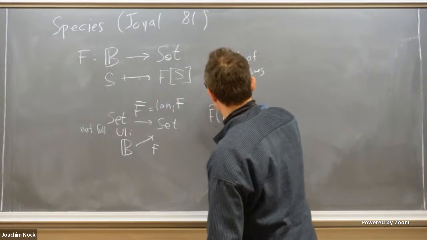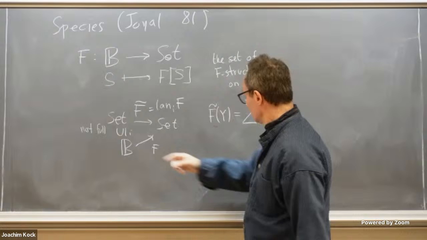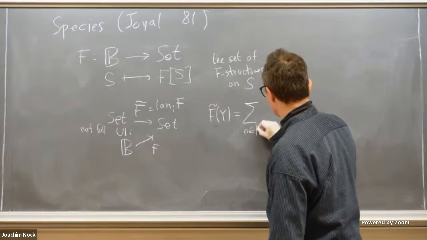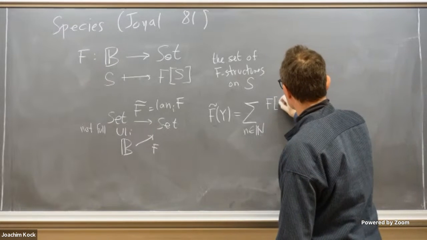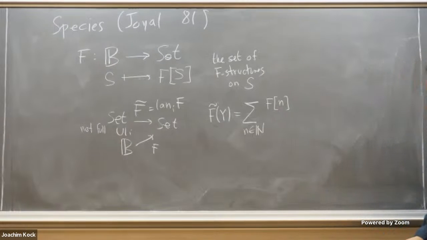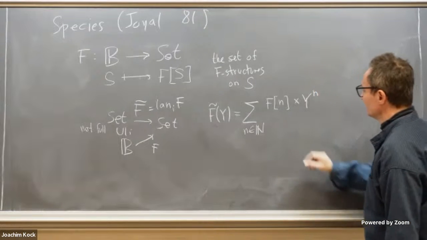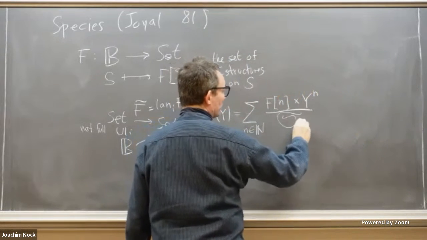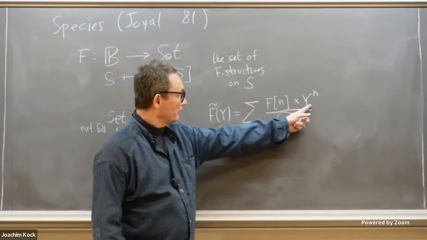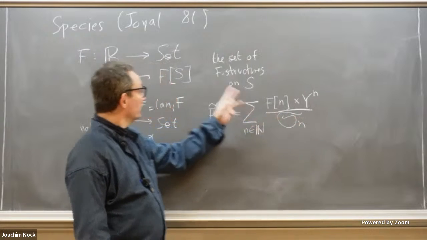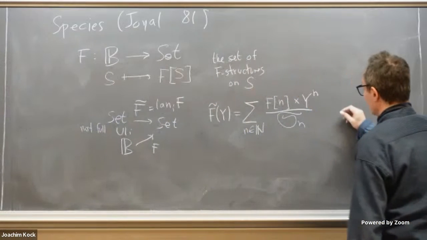F tilde of y is, first you sum over the connected components, so that's just natural numbers. Then you evaluate your species on that finite set. Then you take y to the n, and then you divide out by the group action of the symmetric groups. So it acts diagonally here by permuting the factors, and here by functoriality of F. So this is called an analytic functor.